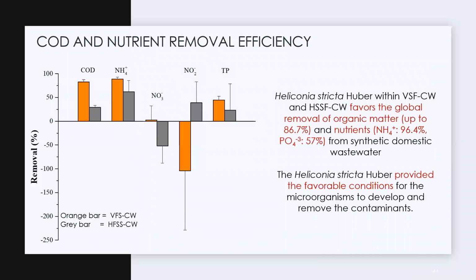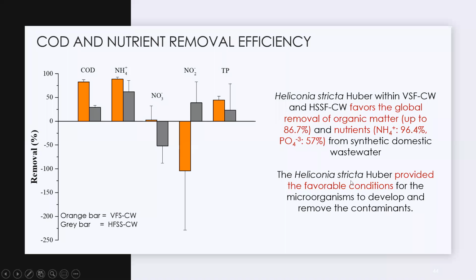So again, I will give you some of the more general results only. In our case, we were able to see that the removal efficiency was relatively high also. In our case, it was something like 86.7% for removing organic matter. And regarding nutrients, we removed almost 96% of ammonium, and nitrates were also removed. Phosphates were also removed in this system.